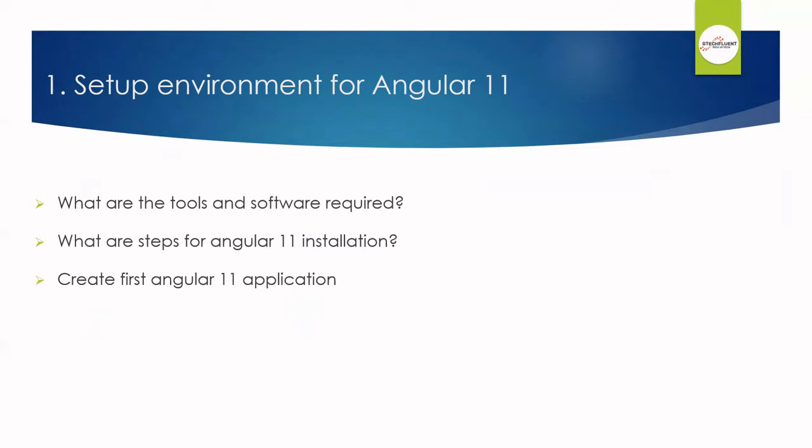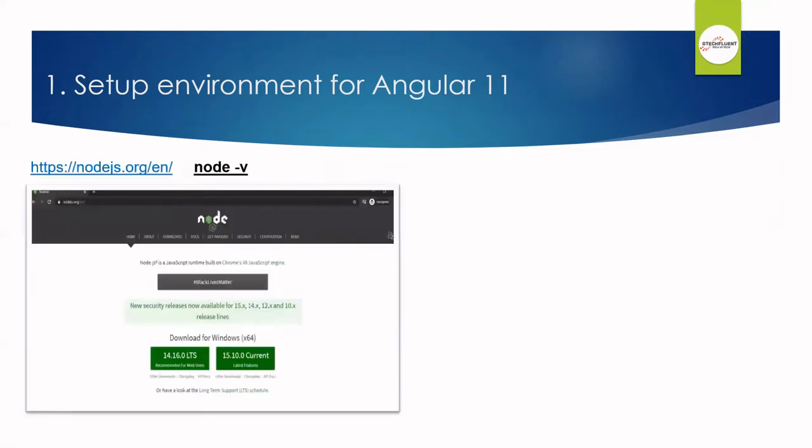So first we see what tools and software are required to run an Angular 11 application. To get started with the installation, we first need to make sure we have Node.js and Node Package Manager installed with the latest version. The npm, or Node Package Manager, gets installed with Node.js, so you don't need to install npm separately. You can go to the official website of Node.js and download the latest version. The current version of Node.js is 14.16. You can download it here.